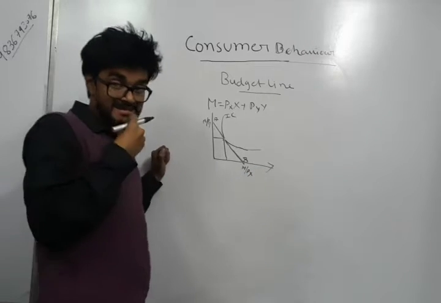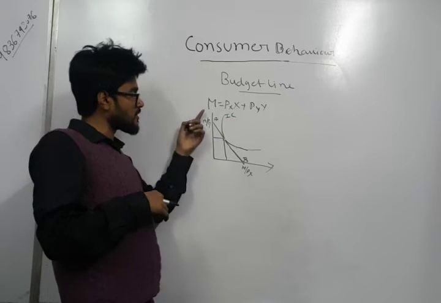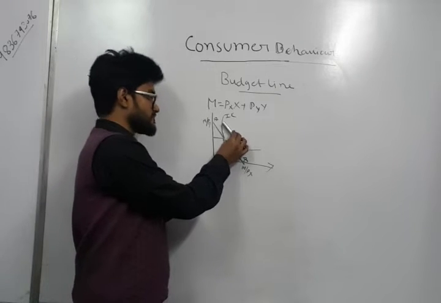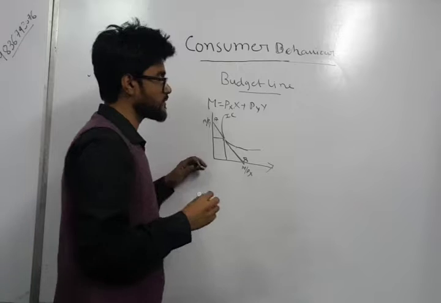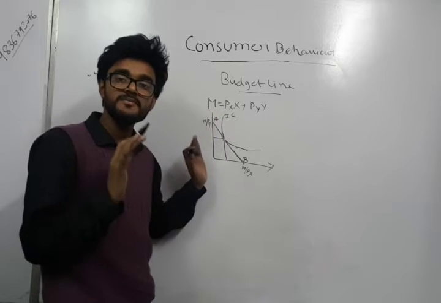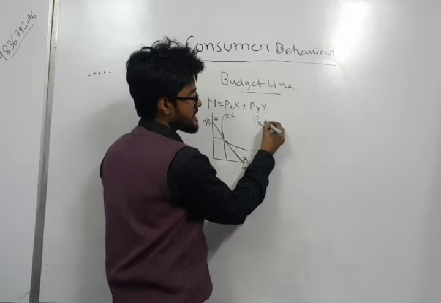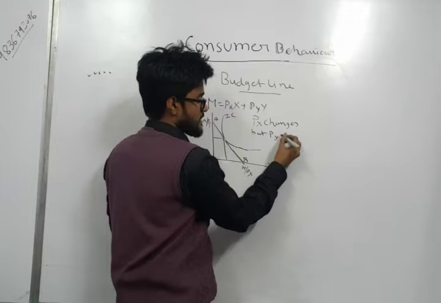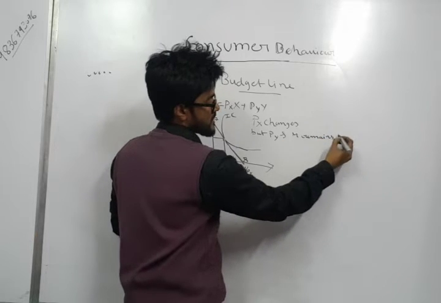Now in today's discussion our focus is on what happens to the budget line when Px or Py changes, or when M changes. That is, whether the budget line shifts rightward or leftward, or changes its slope. First, we'll take the scenario where Px changes but Py and M remain constant.